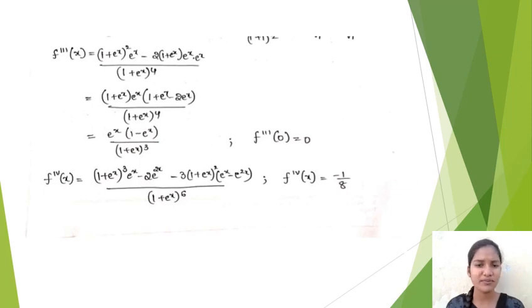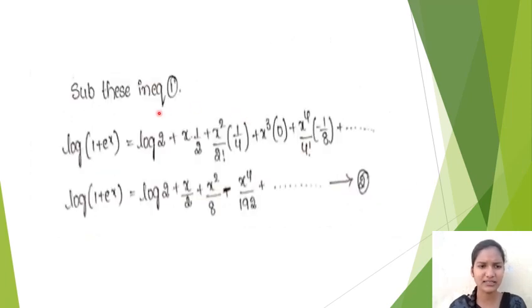We have to substitute all the calculated values in equation 1, that is log of 1 plus e power of x is equal to log 2 plus x into 1 by 2 plus x square by 2 factorial into 1 by 4 plus x cube into 0 plus x power 4 by 4 factorial into minus 1 by 8. If we solve this, we get this equation, that is log of 1 plus e power of x is equal to log 2 plus x by 2 plus x square by 8 minus x power 4 by 192 plus and so on. We consider this equation as equation 2.